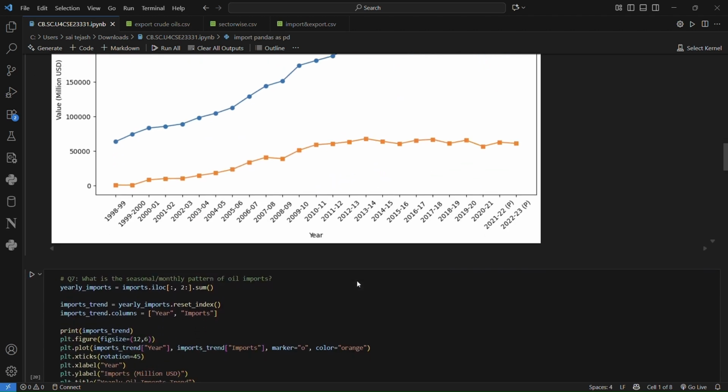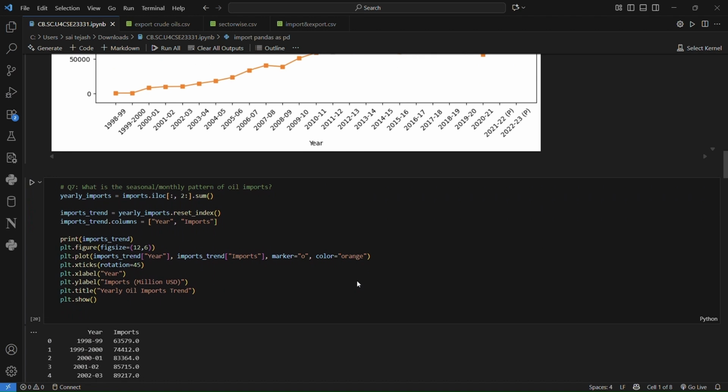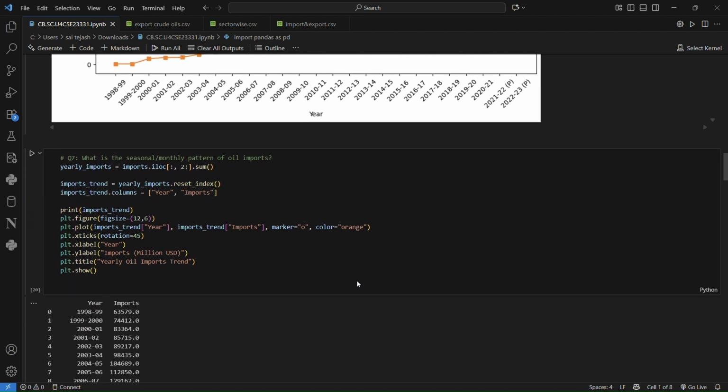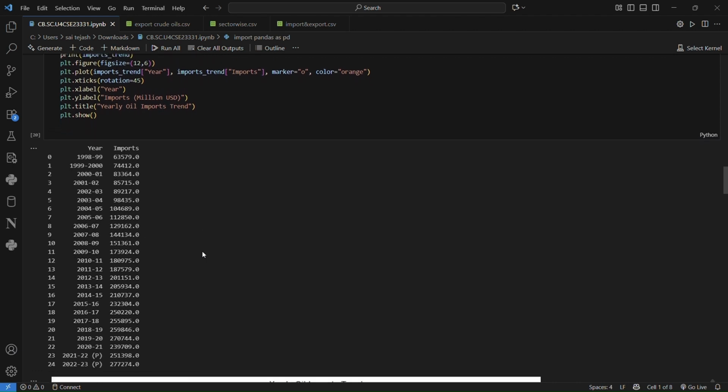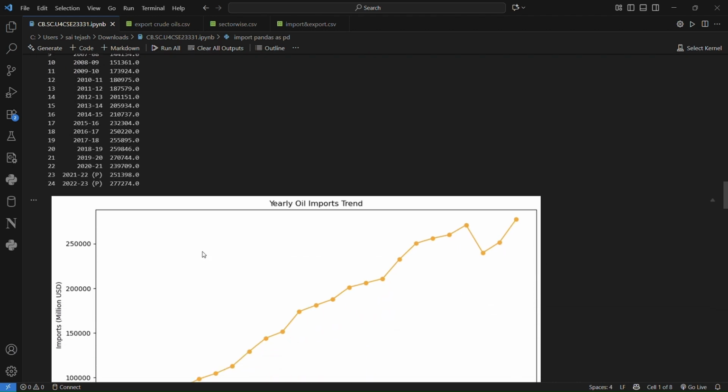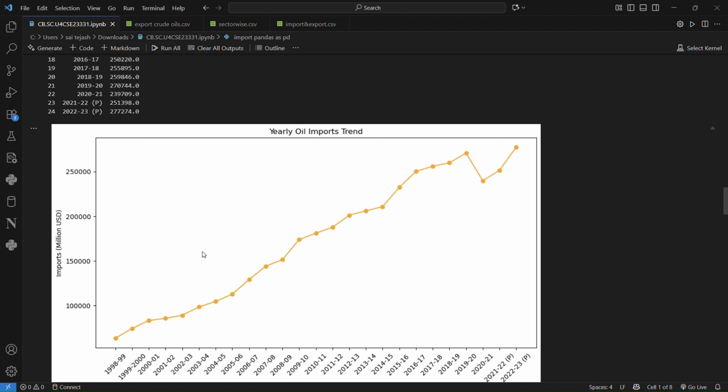And the next question, the seventh one, is what is the seasonal and monthly pattern of oil imports? Here I decided to focus on the early trends of oil imports. I took the early import values, reset the index, and formatted the data so it could be plotted clearly. And this is the code for the line chart. Here it's the line chart of the yearly oil imports trend.